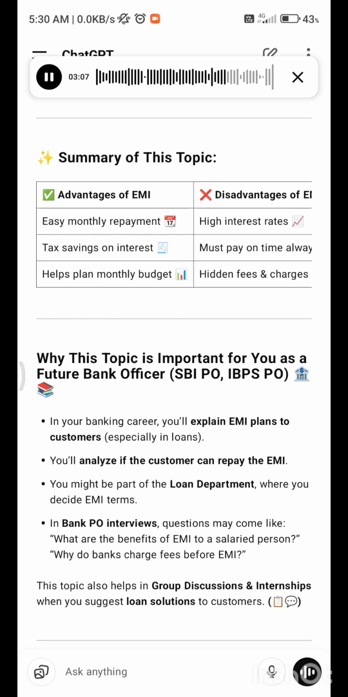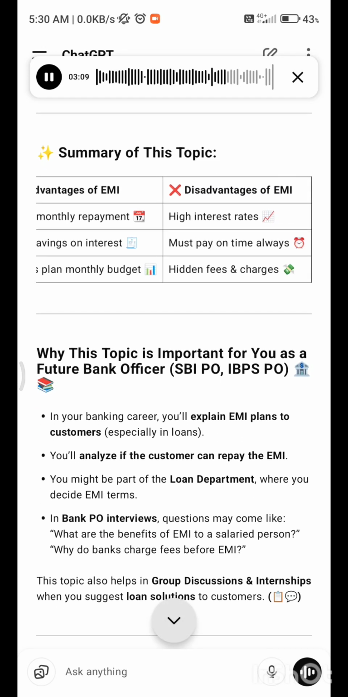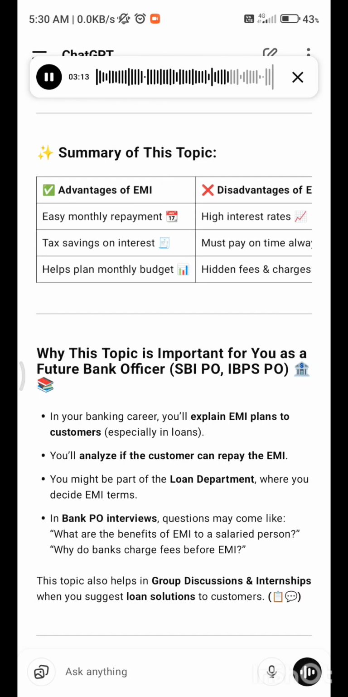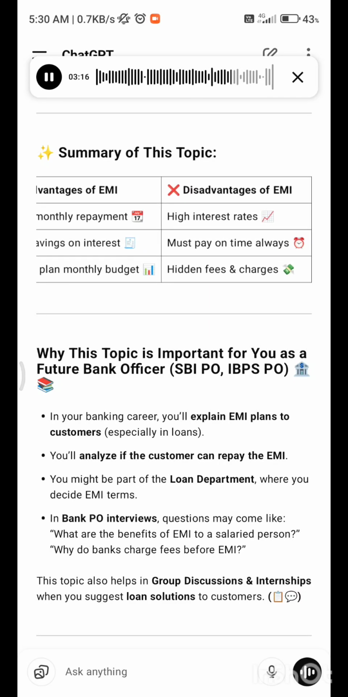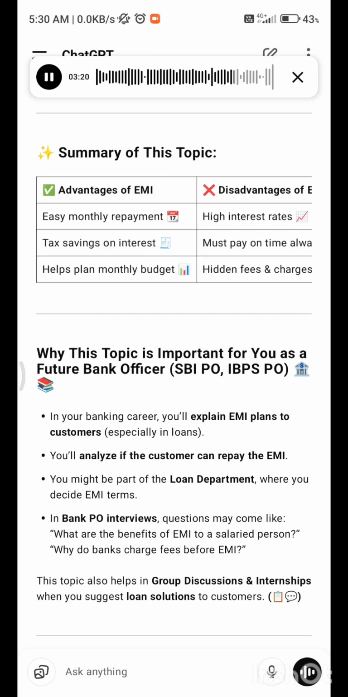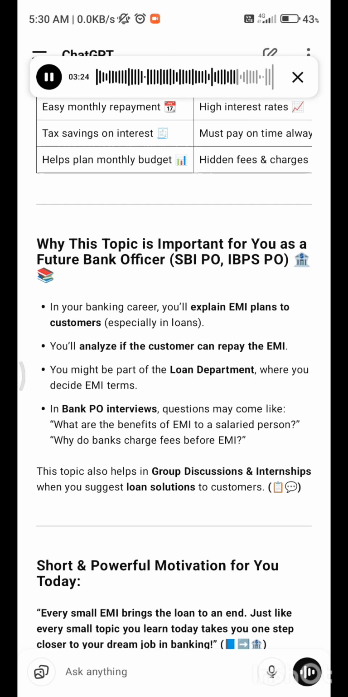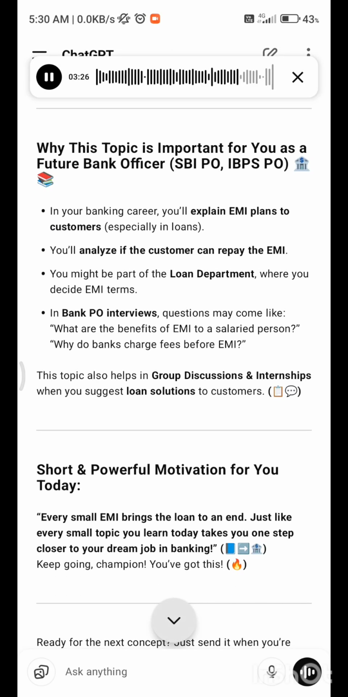Summary of this topic. Advantages of EMI: easy monthly repayment, tax savings on interest, helps plan the monthly budget. Disadvantages of EMI: high interest rates, must pay on time always, hidden fees and charges. Why this topic is important for you as a future bank officer, SBI PO, IBPS PO.